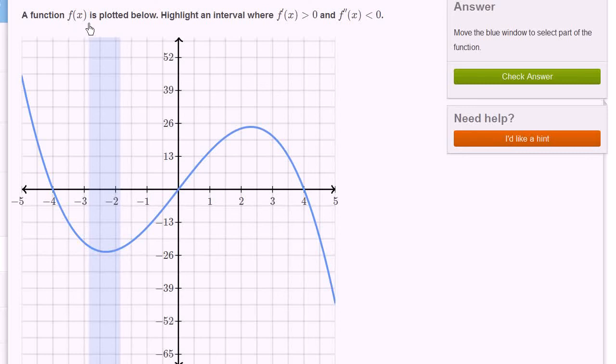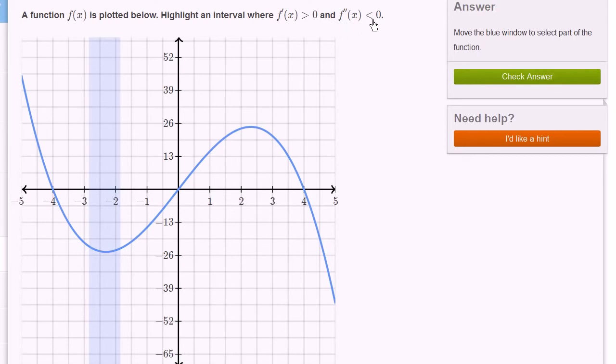A function f of x is plotted below. Highlight an interval where f prime of x, or we could say the first derivative of f with respect to x, is greater than 0, and f double prime of x, or the second derivative of f with respect to x, is less than 0.